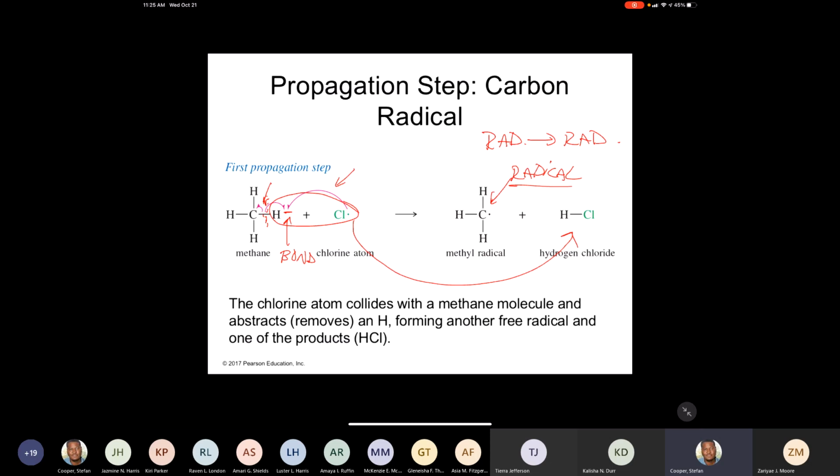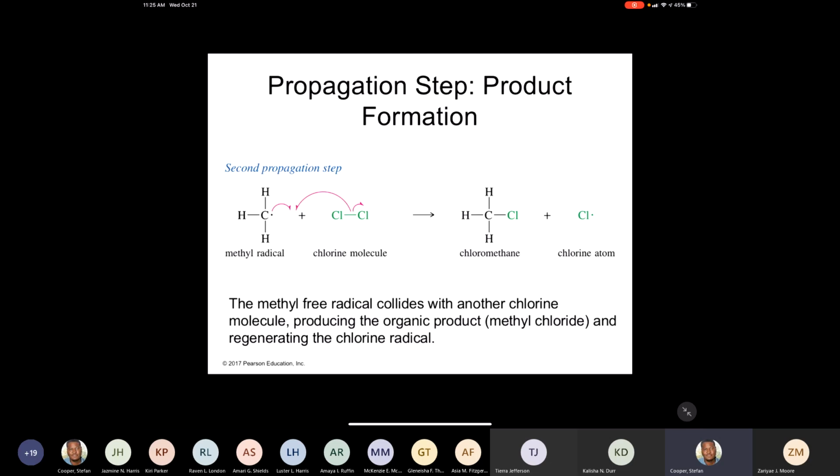All right. So this next slide is just a publisher's discussion. They want to be thorough, but this won't be a mechanism step for you guys. This is telling you that you can also do another propagation step to actually form the product. So what happens here is that you have your carbon radical reacting with chlorine, and chlorine doing a homolytic cleavage to now form the product, which is your chloromethane and a chlorine atom, right? However, this is not the step that I want you guys to learn to form your product. Let's move into a different slide here.